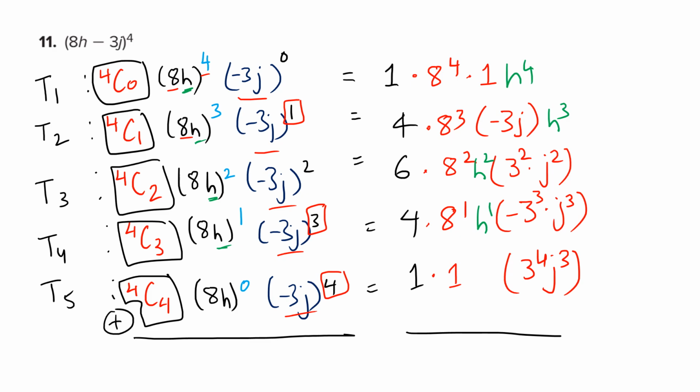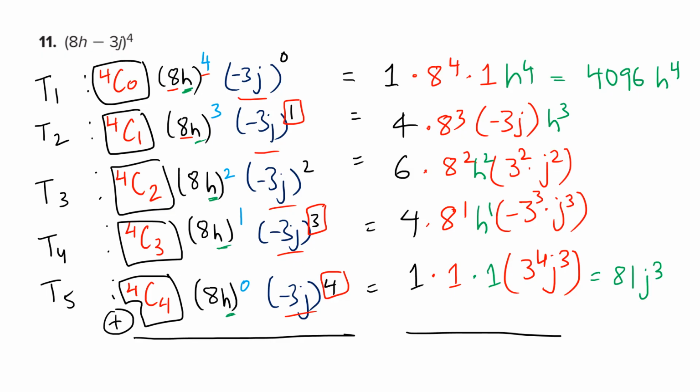Here it is h1, and here h0 means 1 only. Okay, so no h. Now we will simplify. We use your calculator. 8 to the power 4, it will be a big number. It will come out to be equal to 4096 h4. That's the first term. Similarly, the last one, 3 to the power 4, it will be 81 j3. First and last term we have got.